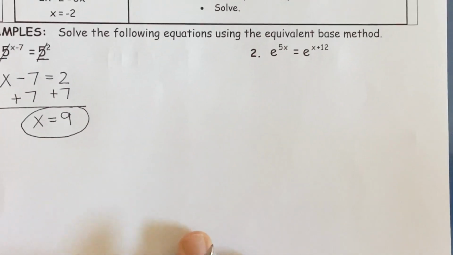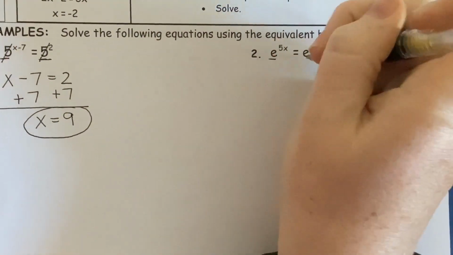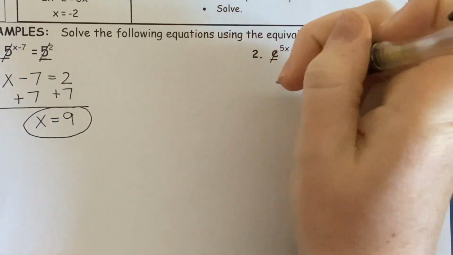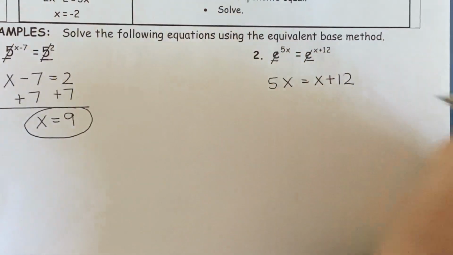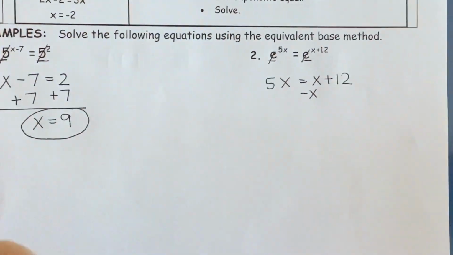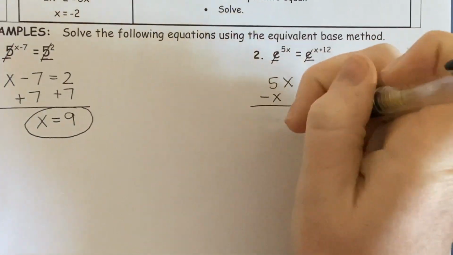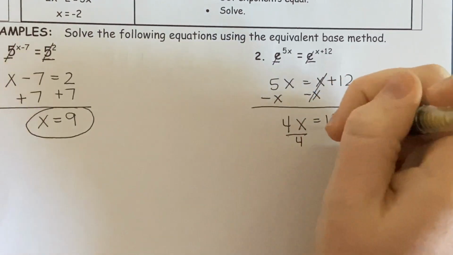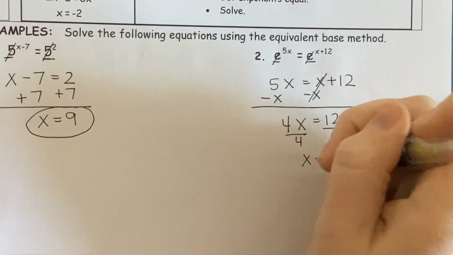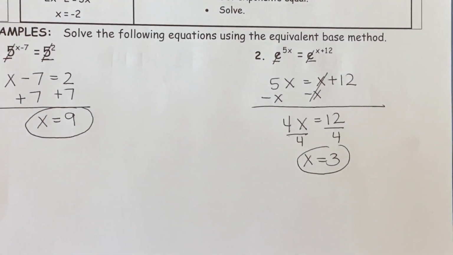All right, next one, same thing. You should be able to do this one on your own. Same base, we have e. Those are going to go away, so you have 5x equals x plus 12. Subtract x, 4x equals 12. Divide by 4, x equals 3. All right, so really, really easy when they have the same base.